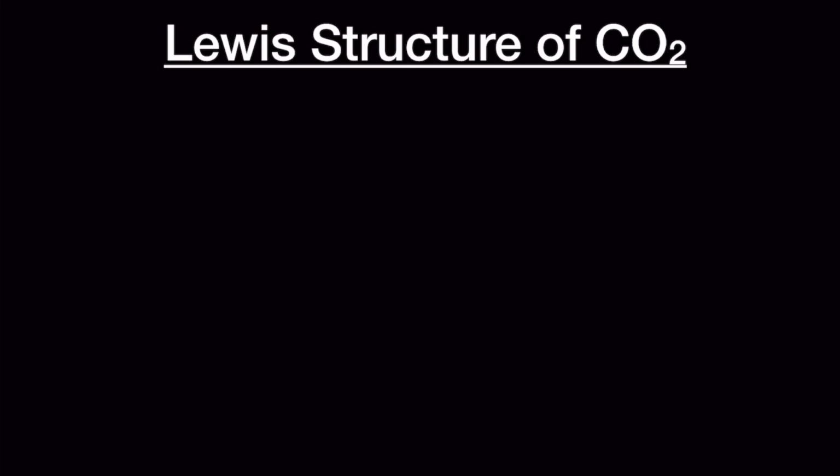Let's draw the Lewis structure of CO2, carbon dioxide. To draw the Lewis structure of a molecule, we first need to know the number of valence electrons in each atom. Atomic number of carbon is 6.